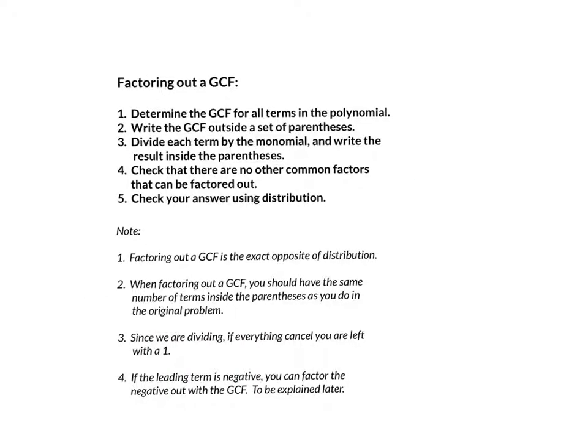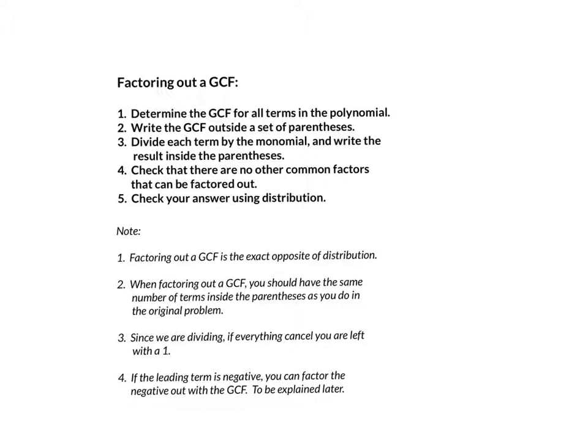So now let's apply what we just talked about to factoring. The first step when factoring anything is to factor out a GCF if possible. So in order to do this, we want to determine the GCF for all terms in the polynomial. Write the GCF to the left or outside a set of parentheses. Divide each term by the monomial and write the result inside the parentheses. Check that there are no other common factors that can be factored out, and then check your answer using distribution.